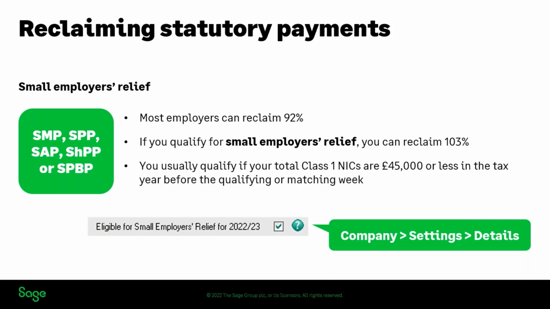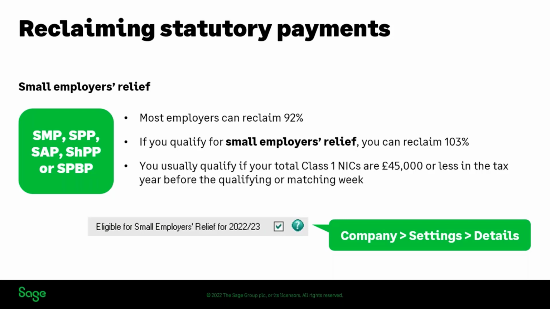Now, you would usually qualify for small employers relief if your total national insurance contributions, that's employee and employer, are £45,000 or less in the tax year prior to the qualifying or matching week. So if that applies to you, there is a setting that you'll need to select before you update any statutory payment to ensure that the amount reclaimed is the higher amount for that small employer's relief.